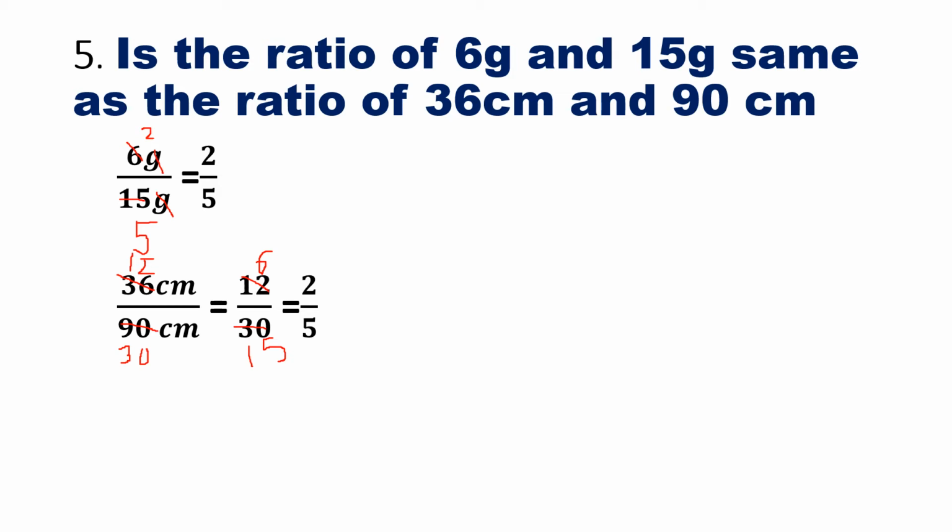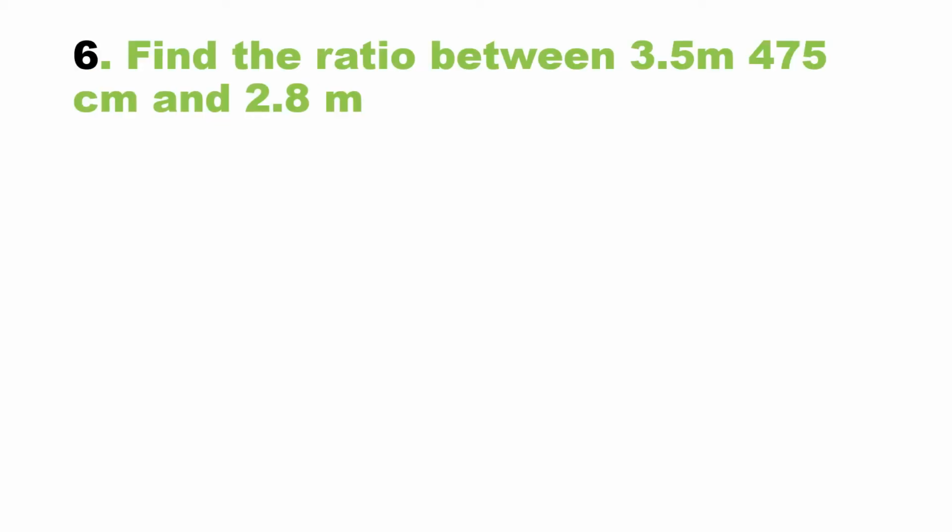Okay. Now I can cancel this again. 6 and 15 are divisible by 3. So I will say 3 twos are 6 and 3 fives are 15. So again what do I get? I get 2 by 5 here. See? So this is also 2 by 5. Here also 2 by 5. So that means these ratios are equal. So I will say yes, these ratios are same. Let us come to the next question.